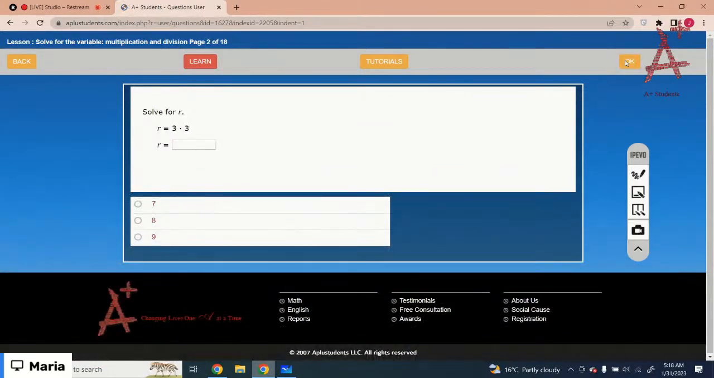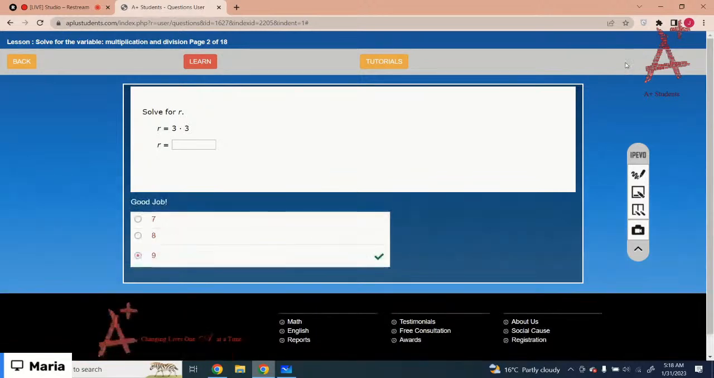Okay, the next one is solve for R. Again, R is already isolated. Just solve the other side. 3 times 3 is 9. Just select the correct option, then click on the OK button.